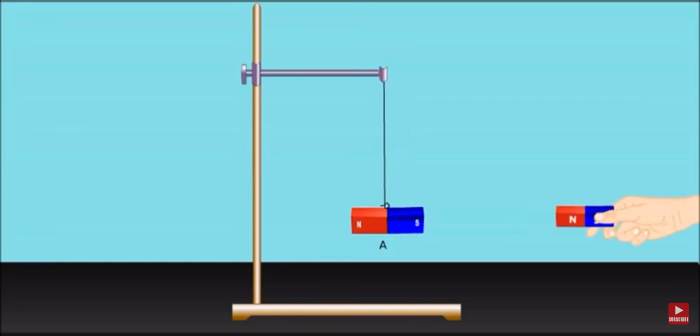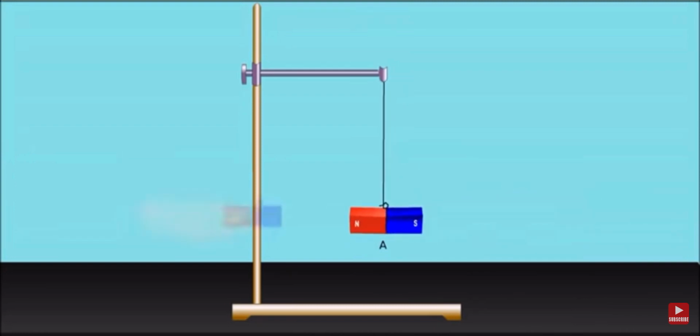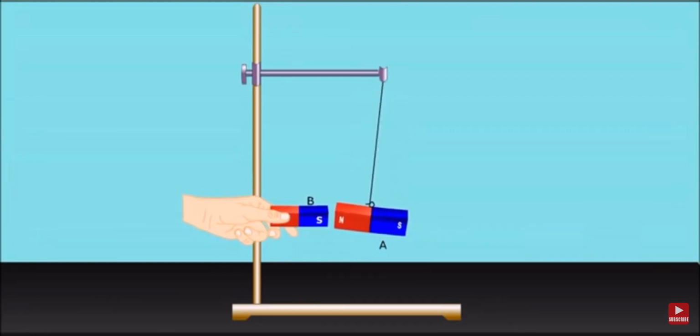Repeat the activity by bringing the north pole of another bar magnet B near the south pole of the magnet A. The south pole of the magnet A will get attracted towards the north pole of magnet B. Now bring the south pole of another bar magnet B near the north pole of the magnet A. The north pole of the magnet A will get attracted towards the south pole of magnet B. Thus, it is clear that unlike poles attract each other.